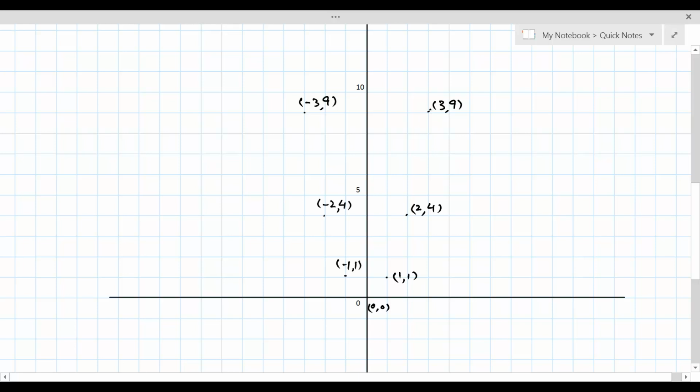So let's draw the graph as best as we can. This is the graph we get by joining these points with freehand, and the equation associated with it is f of x is equal to x squared. F of x is equal to x squared represents this curve.